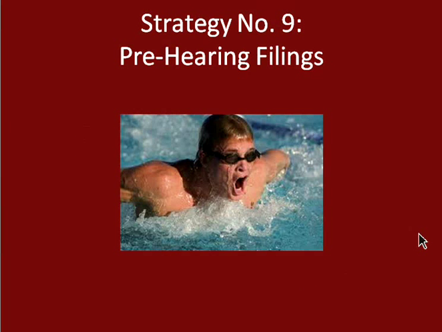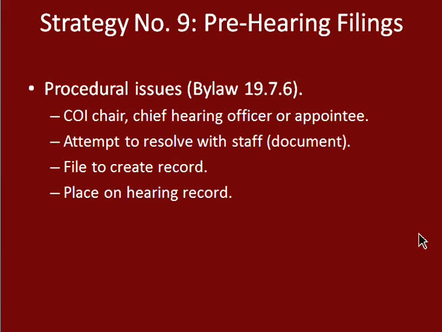Strategy number 9 is pre-hearing filings. Before the infractions hearing, there are certain things you want to do. I talked about this at the beginning: if the staff has committed any procedural errors, or the infractions panel has any procedural errors, you want to note that and submit that to the Committee on Infractions, or, if the Committee on Infractions has appointed a hearing panel to hear the case, to the Chief Hearing Officer.